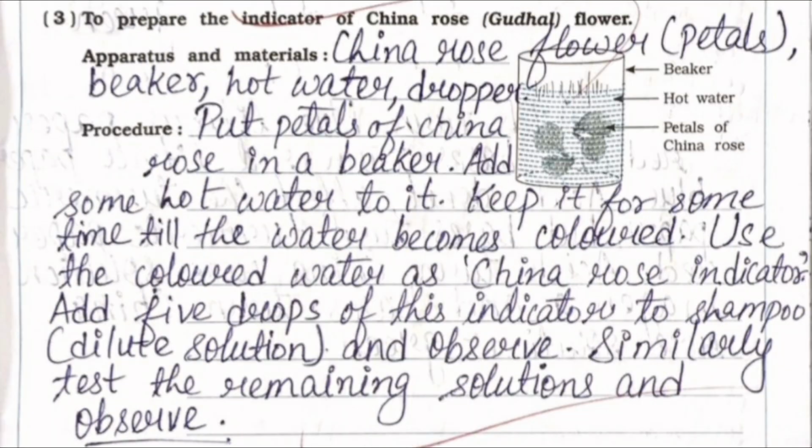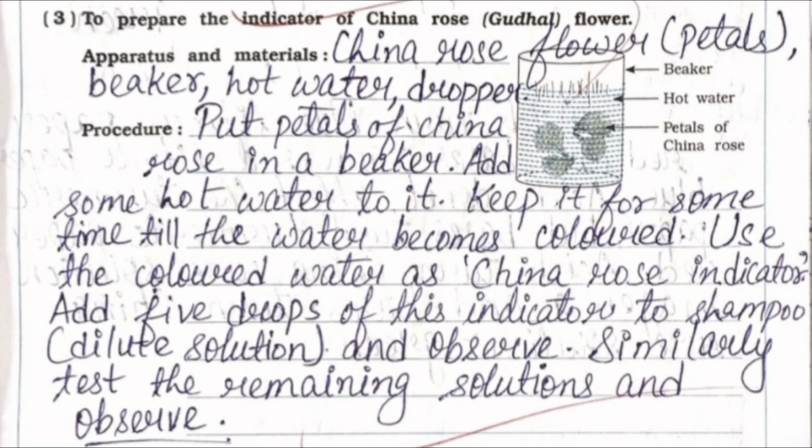Third one, to prepare the indicator of China rose, that is Gudhal flower. The apparatus and materials are China rose flowers, that is petals, beaker, hot water and dropper. And the procedure is, put petals of China rose in a beaker, add some hot water to it, keep it for some time till the water becomes colored. Use the colored water as China rose indicator.